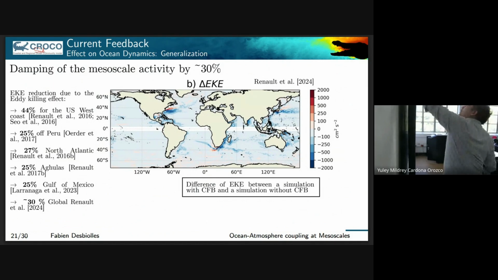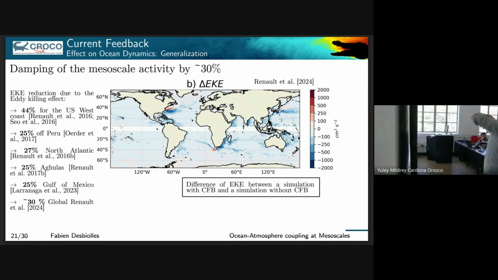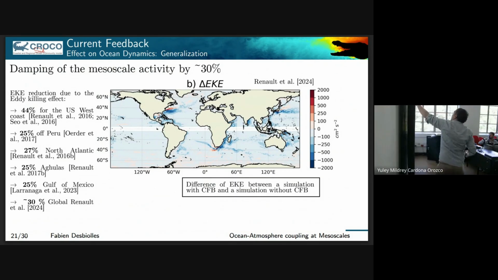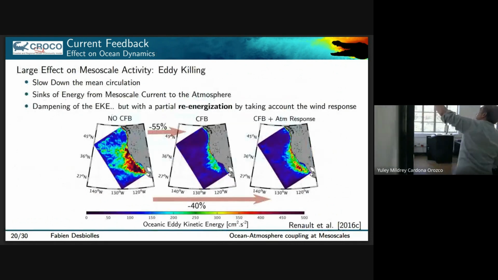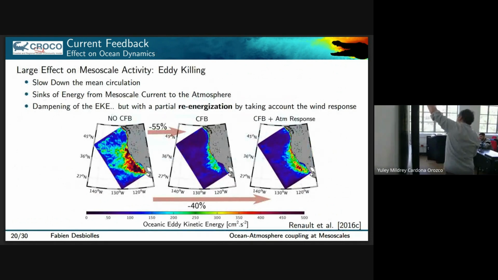There are many studies. Globally, here, it's a paper from Lionel in 2024. There is a damping of the mesoscale activity by 30%. So this is a global map of the difference of EKE between a simulation with current feedback and a simulation without current feedback. So exactly as that one.